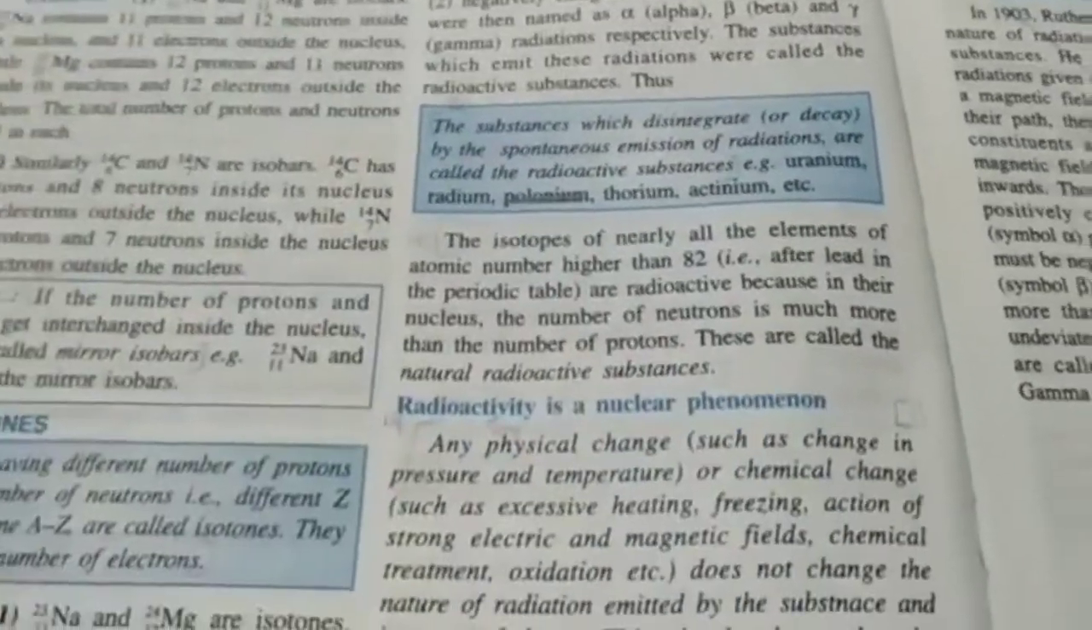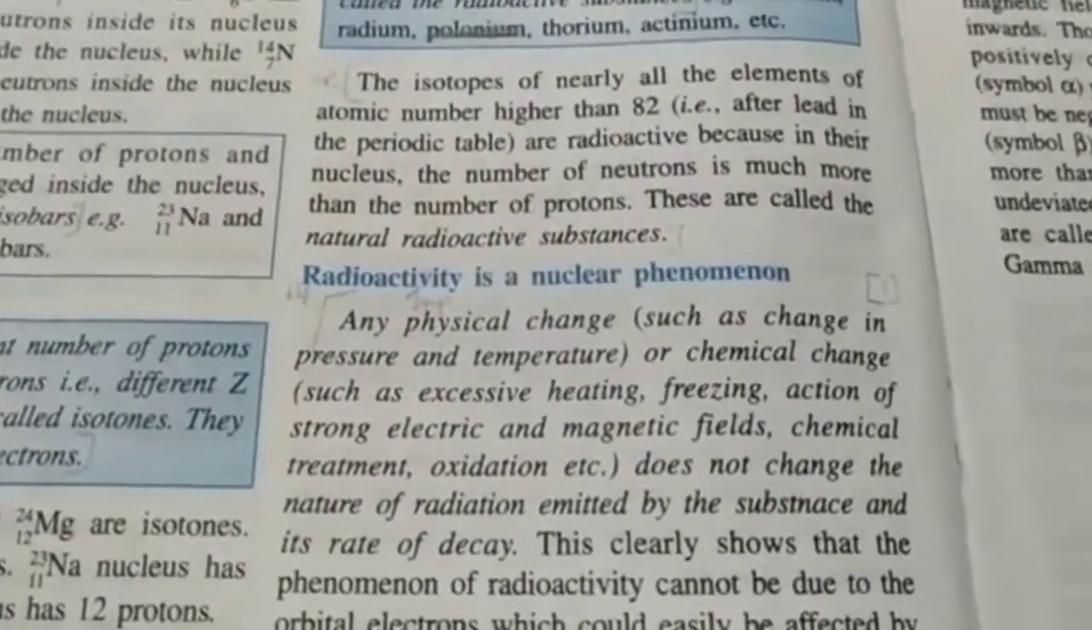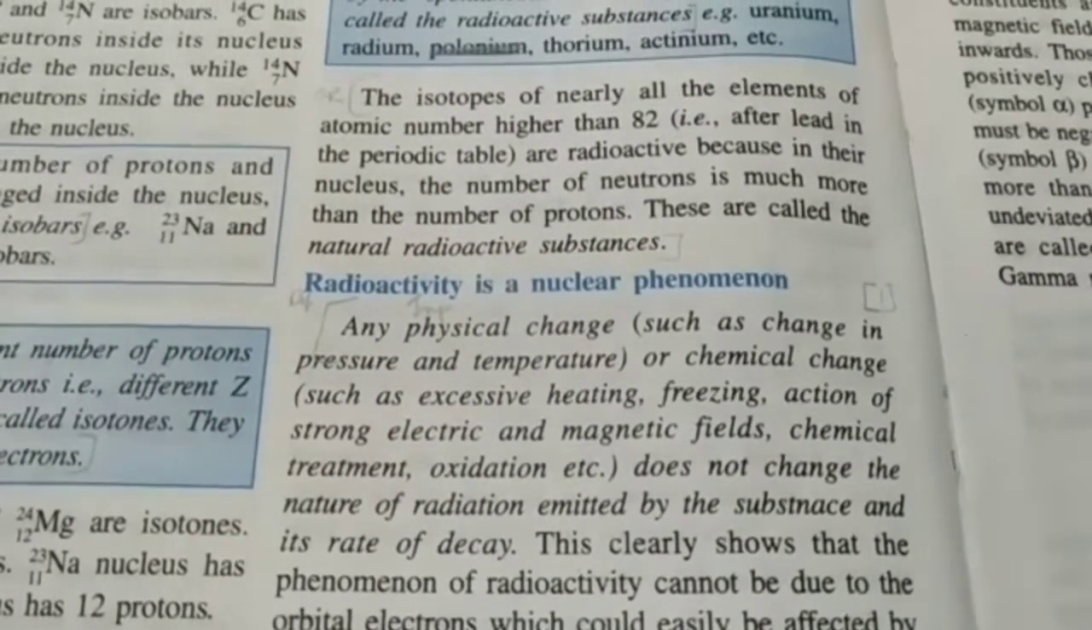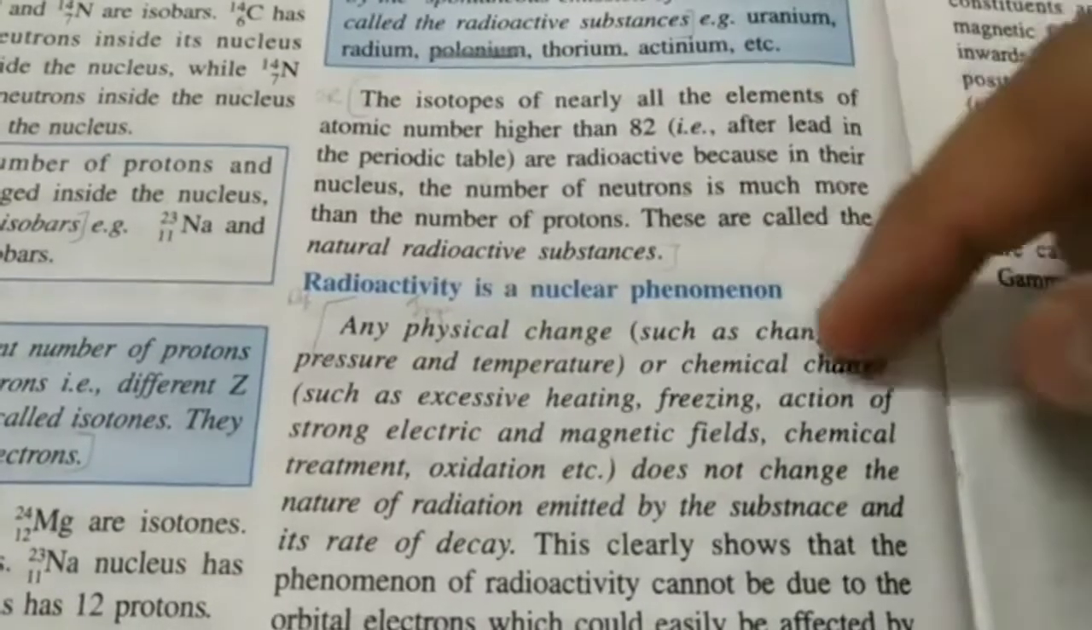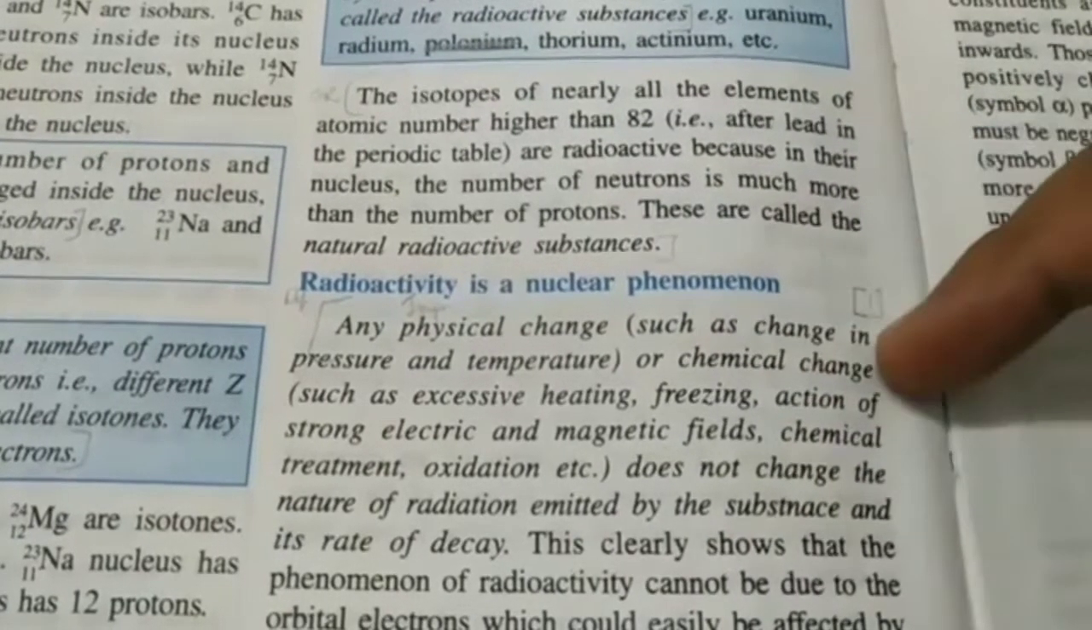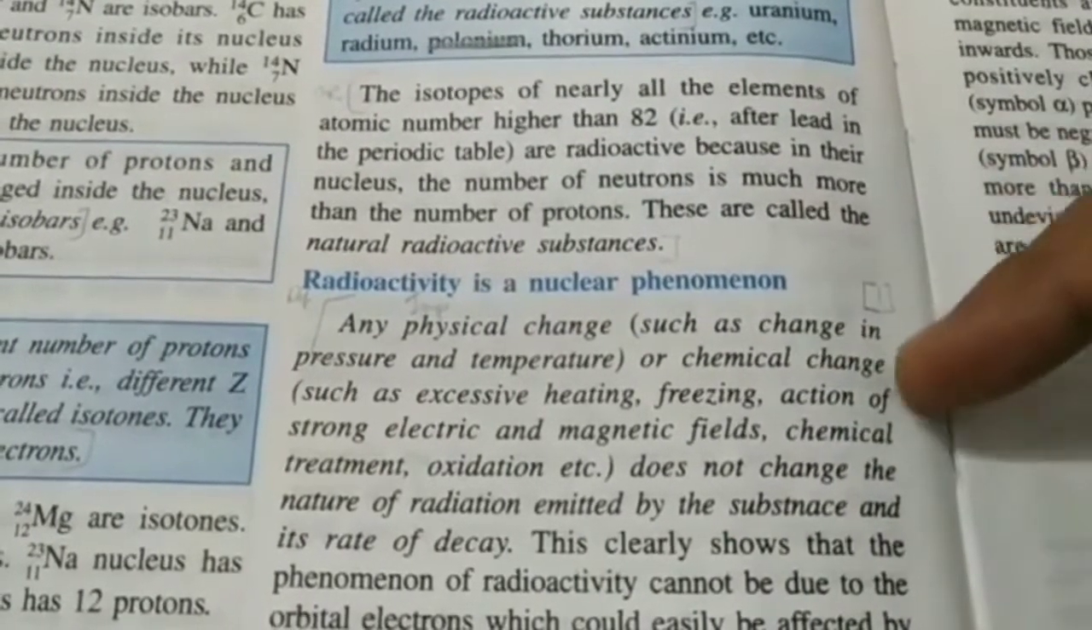Any physical changes like change in pressure or temperature or any chemical change such as heating, freezing, magnetic electric fields, oxidation, reduction does not affect radioactivity at all, because these changes will affect the electrons, the outermost shells. They can't affect the nucleus, and radioactivity originates in the nucleus.